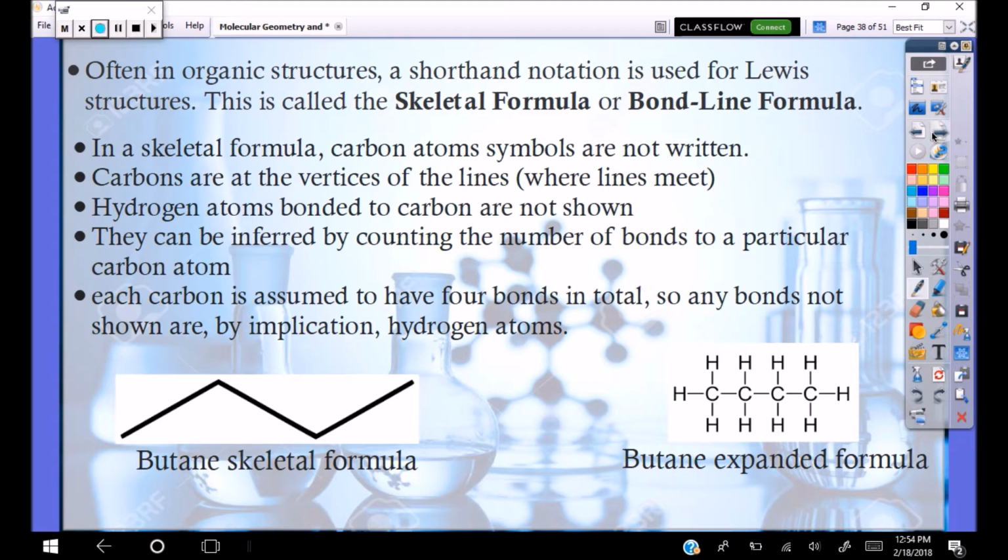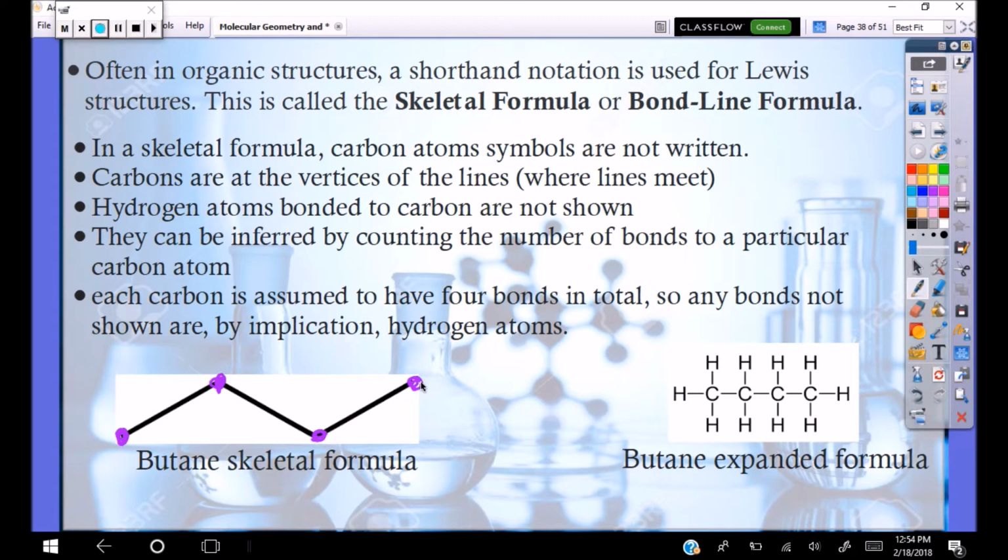In the skeletal formula, carbon atoms are not written. We assume that the carbons are at the vertices of lines when we draw a line bond structure. So where the lines meet, here would be, for example, a carbon. We also know the terminal ends of the lines are also carbons. We're looking at butane here. We have 4 carbons. We also don't show the hydrogen atoms unless they're bonded to nitrogen or oxygen. We assume that everything bonded to carbon that's not drawn is a hydrogen.